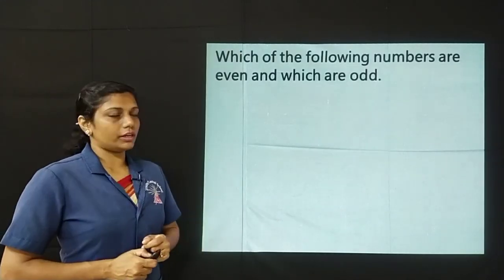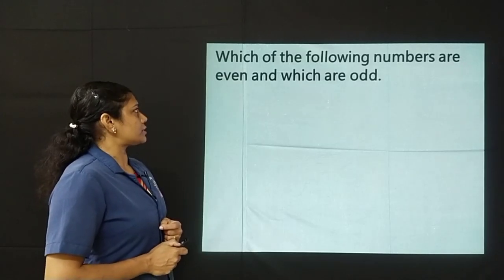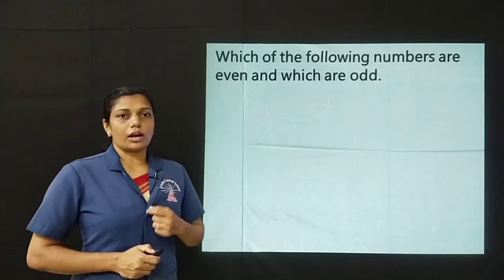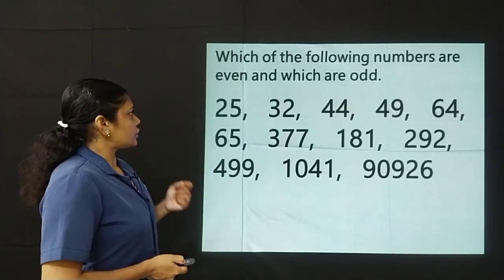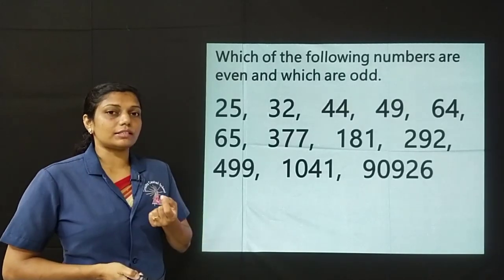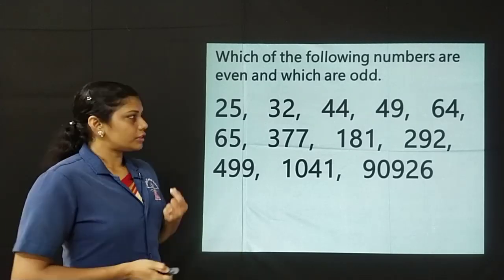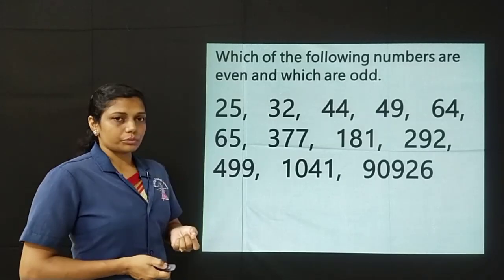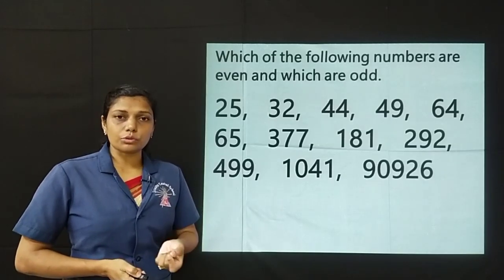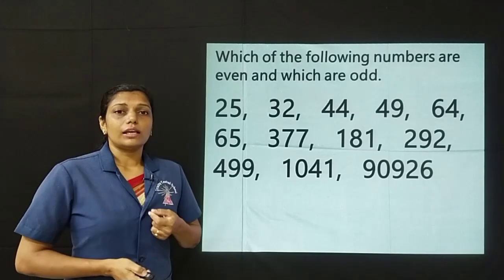We have a problem here. Which of the following numbers are even and which are odd? Let us check. 25, the units place is 5. So, 25 is an odd number. 32, it ends in 2. So, 32 is an even number.